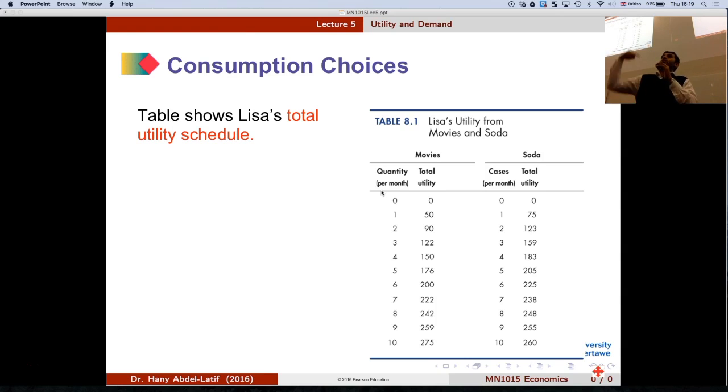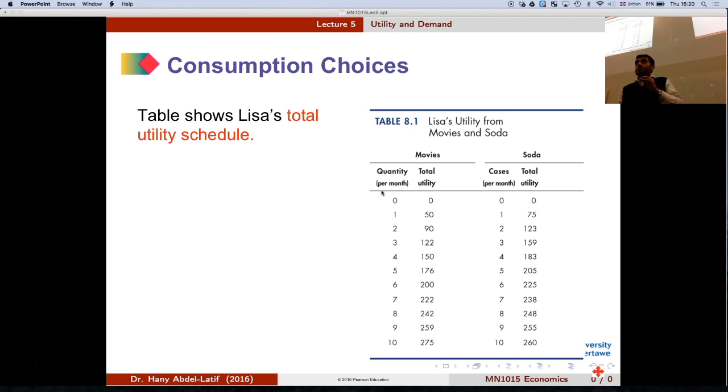So the more movies you watch, then she will receive higher or more total utility. So in total, you will be happier. That's what it should tell you. So the total utility is increasing the more you consume from this good. The same thing applies to soda. So what you should take from this schedule here, the total utility schedule, is that as consumption increases, total utility increases too.